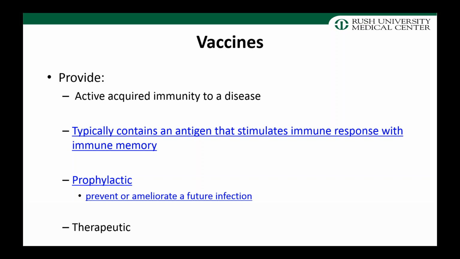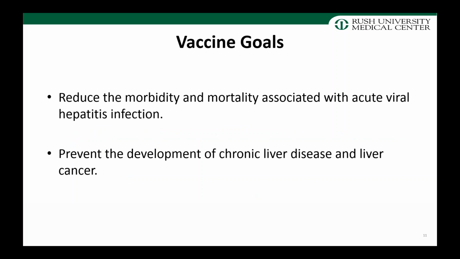So vaccines can be used prophylactically and as prevention of future infections, and in some cases therapeutically to help treatment of an ongoing virus or tumor. In this talk, we're going to focus mostly on prophylactic vaccination. So the vaccine goals are to reduce the morbidity and mortality associated with acute viral hepatitis infection, as well as to prevent the development of chronic liver disease and liver cancer.